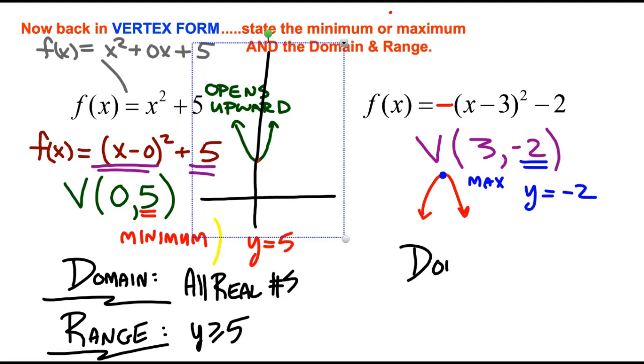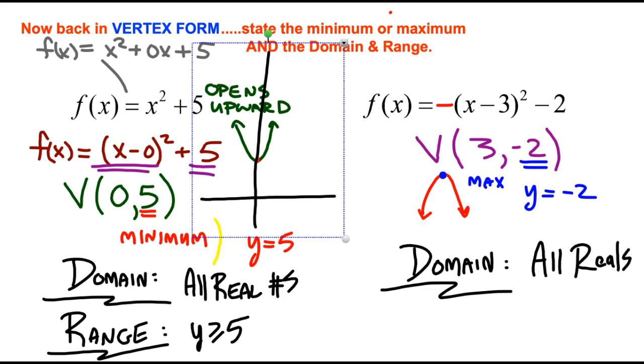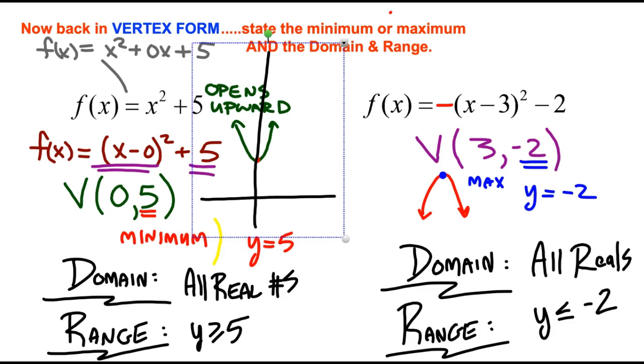So your domain for all of these quadratic functions, I'll give you a little hint here, is always going to be all real numbers. There's no restricted value you can put into something and square it. So the domain's all reals. The range is going to depend on whether you have a minimum or a maximum. And in this case, we have a maximum. So that means my y values are all going to have to be less than or equal to that maximum value, which was -2. All right, making sense? Okay, moving on.